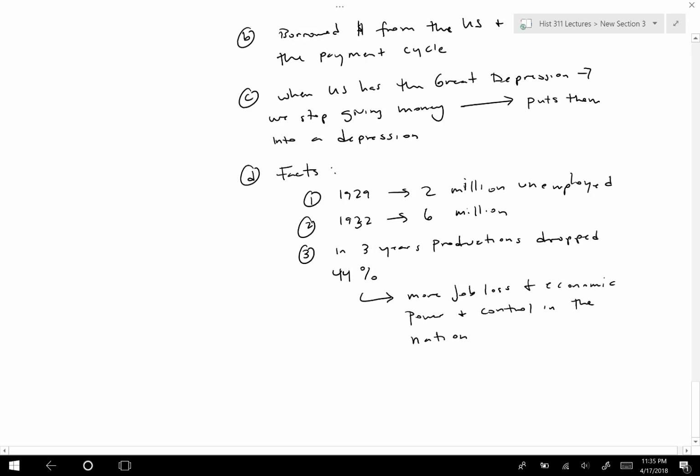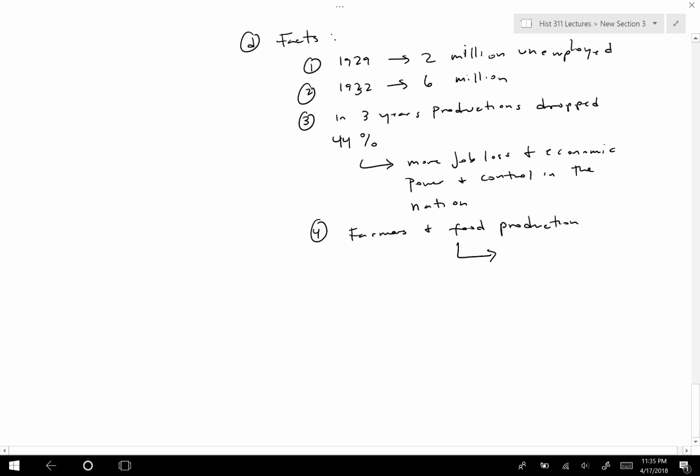And then it had problems with farmers and food production, which is going to lead to an issue with having enough food. So, serious issues with hunger, with food.